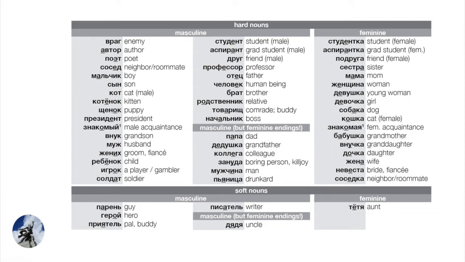Папа, дедушка, коллега, зануда, мужчина, пьяница. That brings us to a really important principle. So when we say that these masculine nouns have feminine endings, they're masculine nouns, but they take feminine endings.